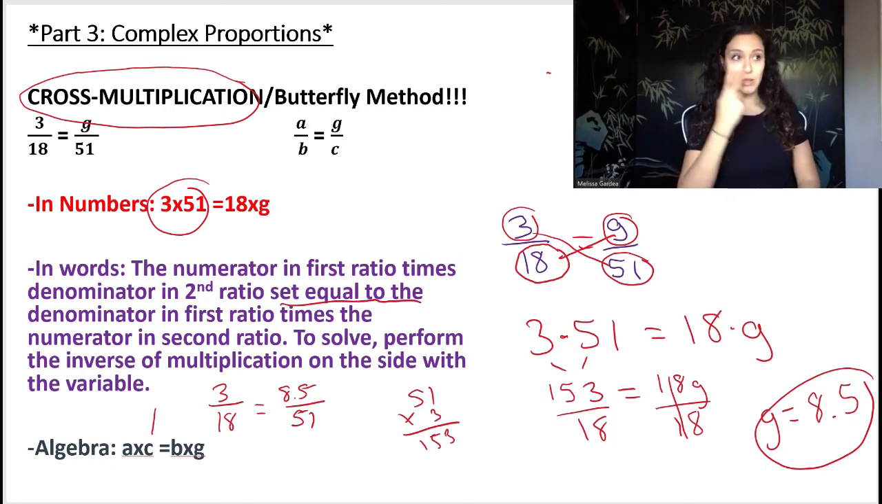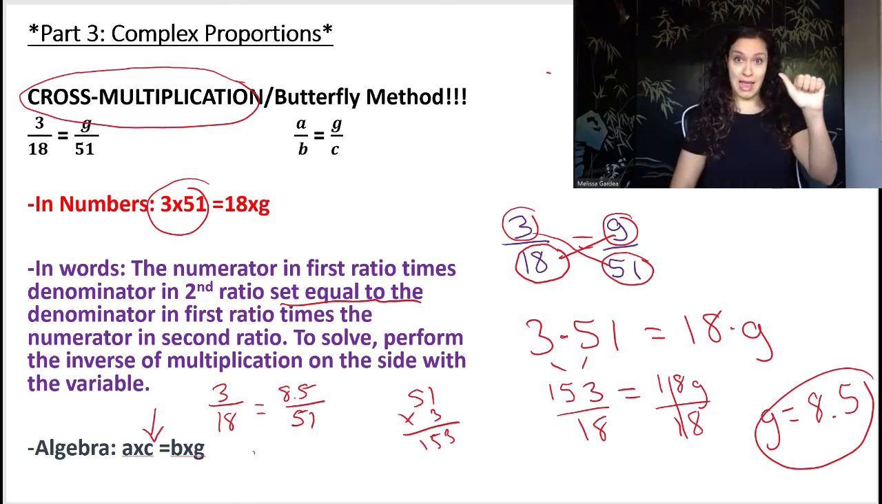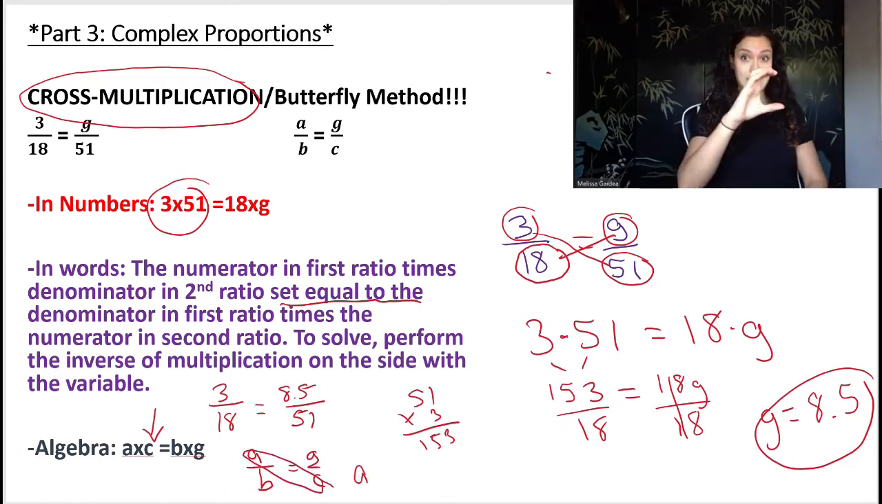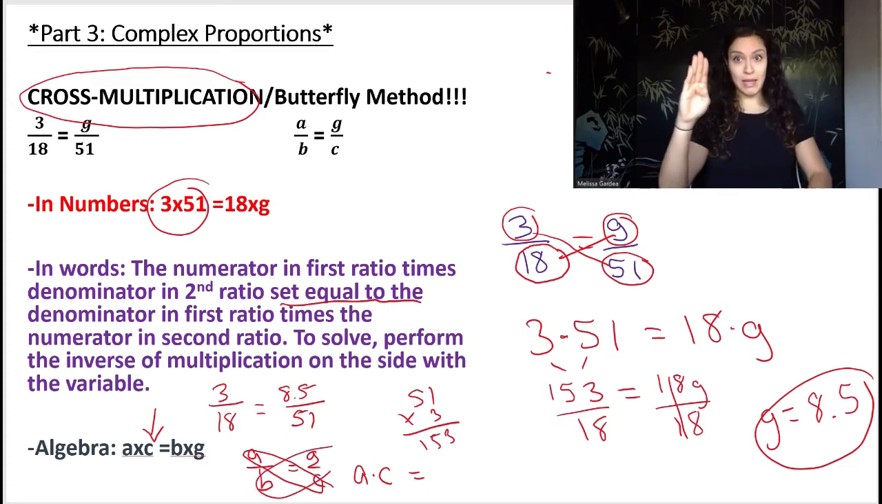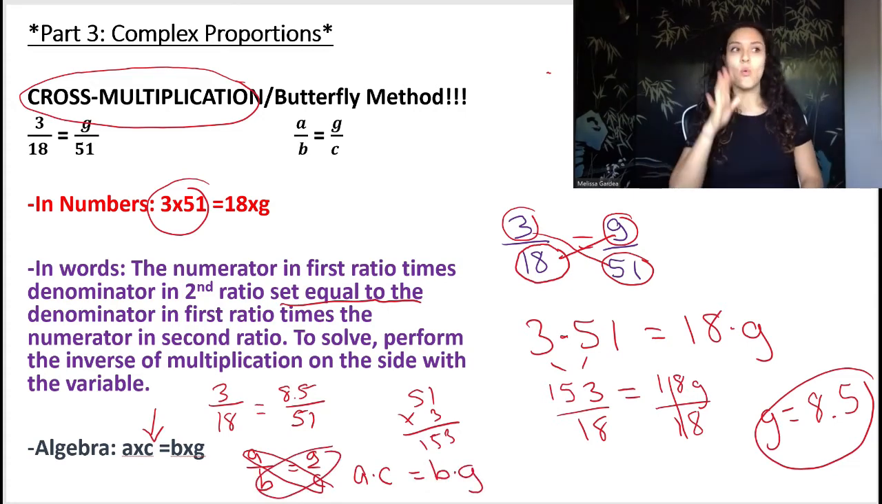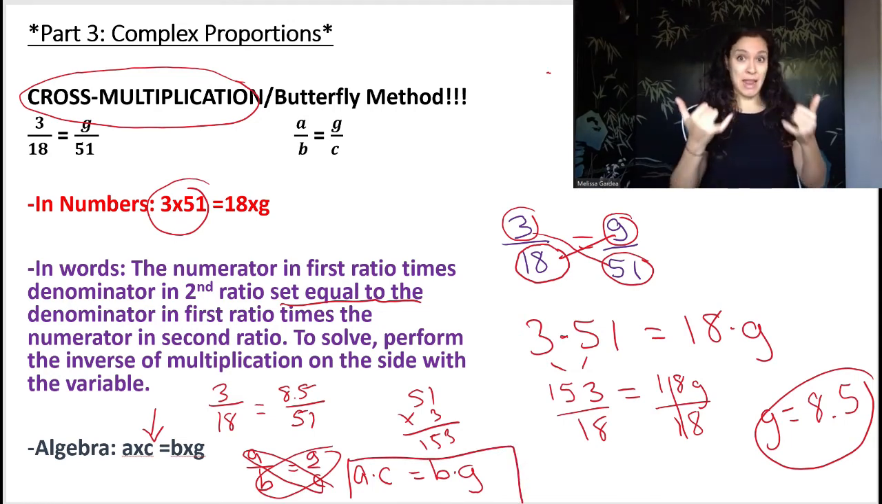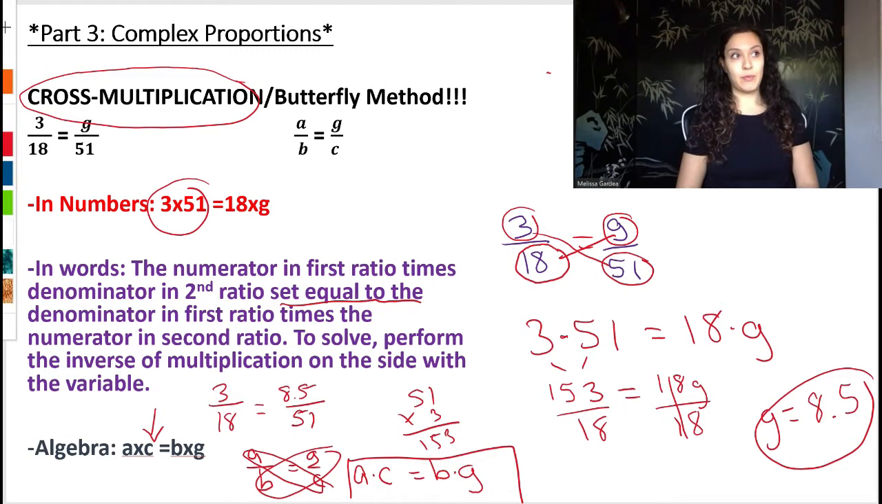If you need to look at it letter-wise, it will be A over B equals G over C. So it's A times C equals B times G. No matter what those numbers are, it will follow this procedure right there. So let's go ahead and practice a couple of those problems.